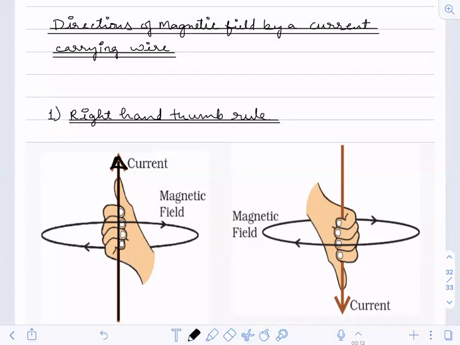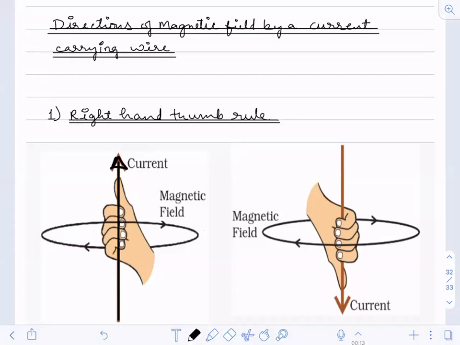Okay, so as your fingers are encircled, that will be the direction of the magnetic field. So what is the right hand thumb rule now? If we keep our right hand thumb along the direction of the current, the thumb in the direction of the current, then the curved fingers around the wire will give you the direction of the magnetic field.